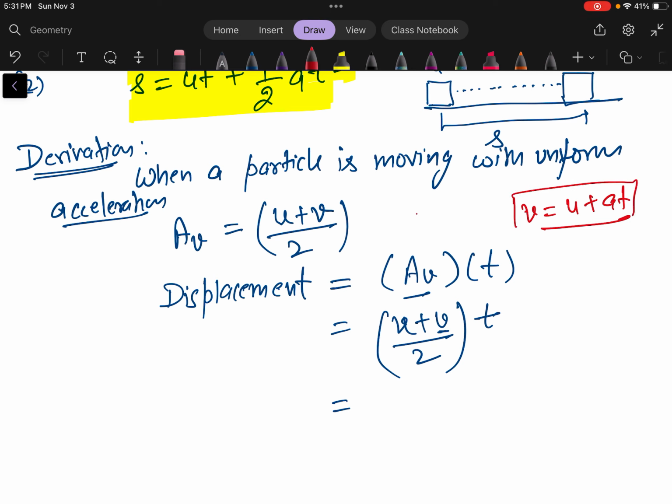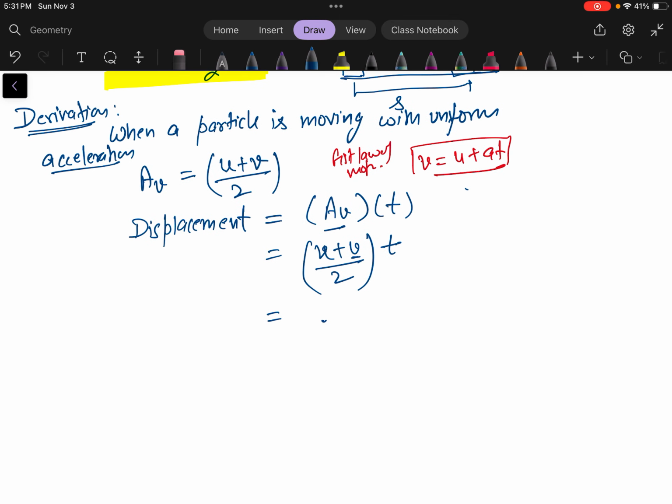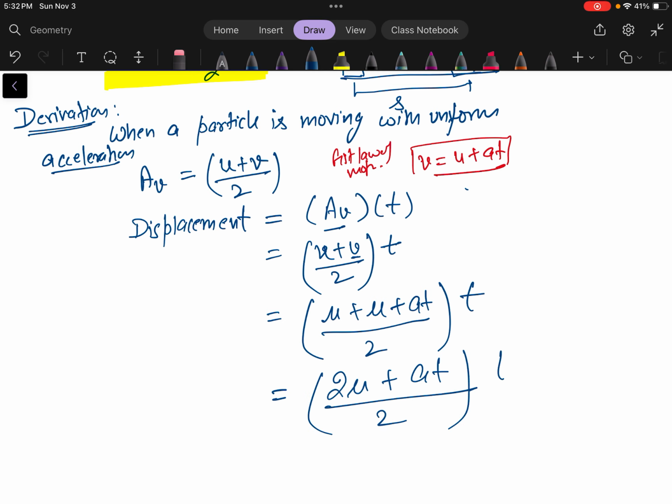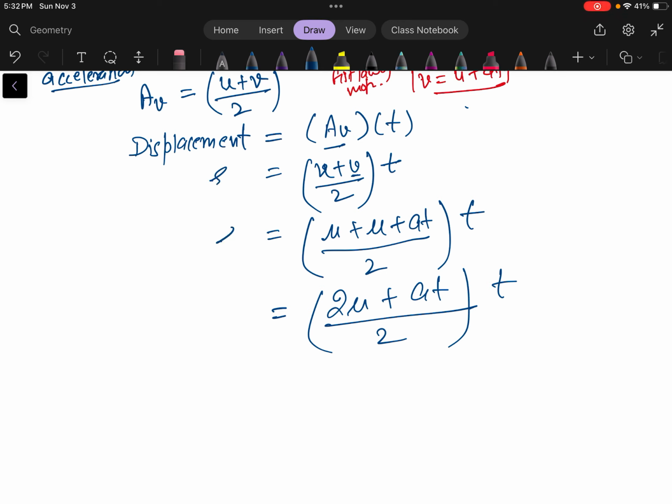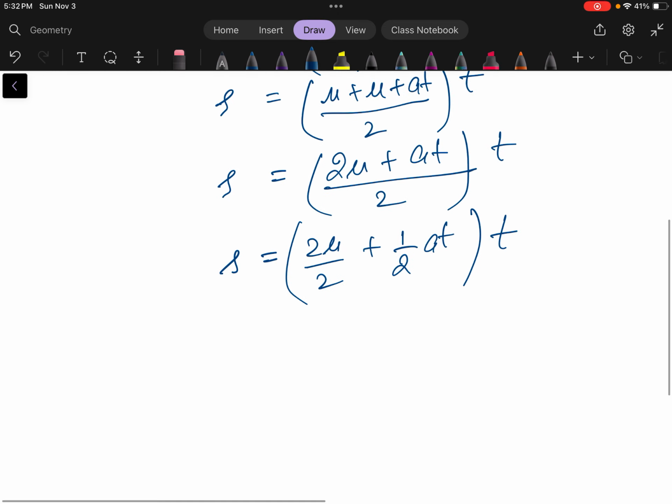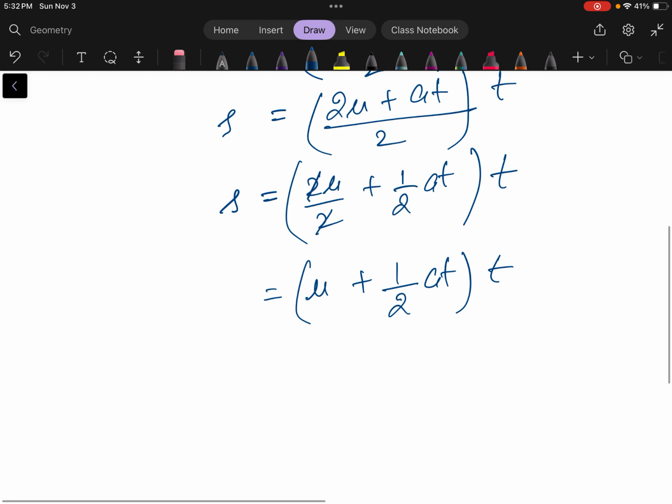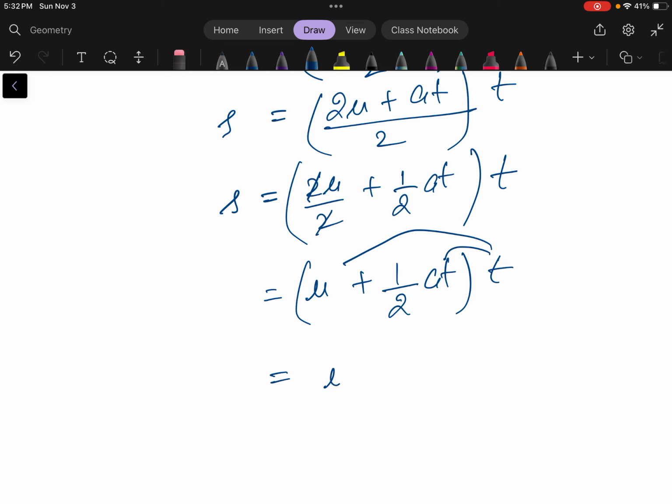From this first law of motion, we substitute this value here. So u plus at, plus u, divided by 2 and multiplied by t, so it will be 2u plus at divided by 2 multiplied by t. The displacement we denote by s. So s is equal to 2u by 2 plus 1 upon 2 at, with t kept outside. The 2 cancels, so this is equal to u plus 1 upon 2 at, and t is still outside. Now we multiply, so this is equal to ut plus 1 upon 2 at square. This is equal to s.